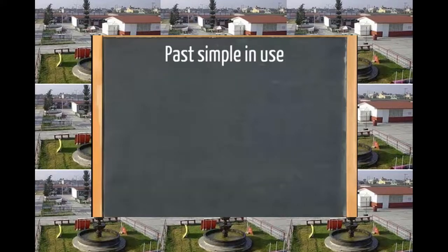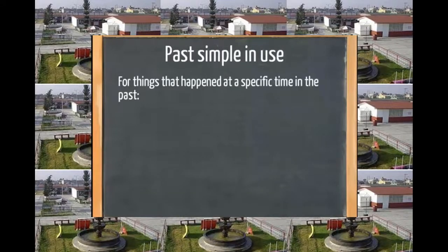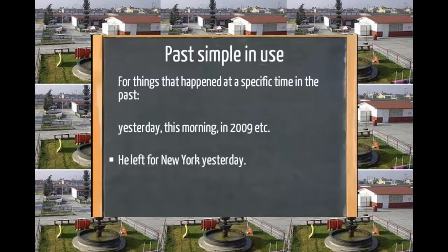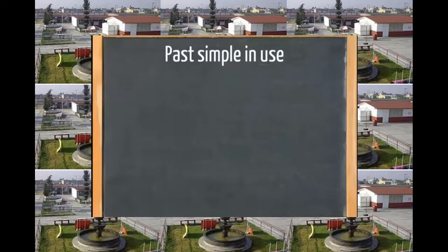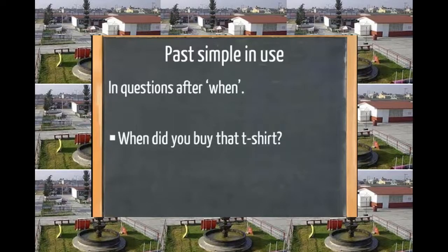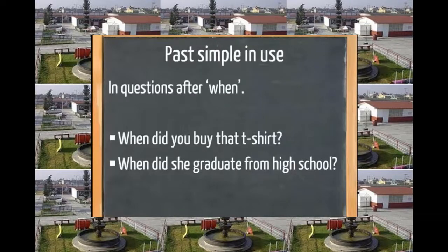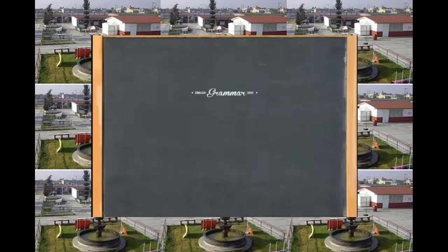Now let's have a look at the past simple in use. We use the past simple for things that happened at a specific time in the past, so we need to know when it happened. For example, yesterday, this morning, or in 2009. He left for New York yesterday. We ate our breakfast this morning. They got married in 2009. We also use the past simple in questions after when. When did you buy that t-shirt? When did she graduate from high school?